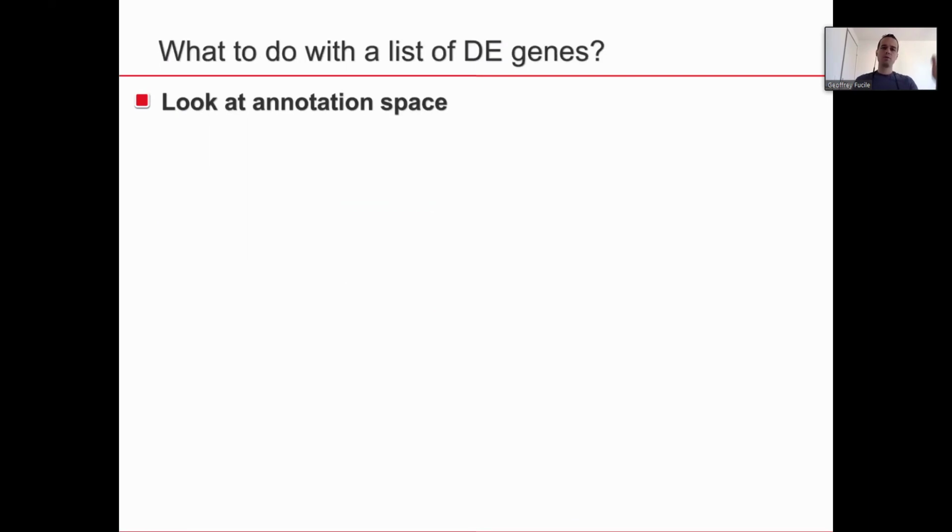Okay, so we do this whole thing, and we now have a list of genes that are differentially expressed between our obese mouse and our not so obese mouse. Okay, so now we have a list of genes, and then what do we actually do with this list of genes? How do we make some sense of the biology from here?